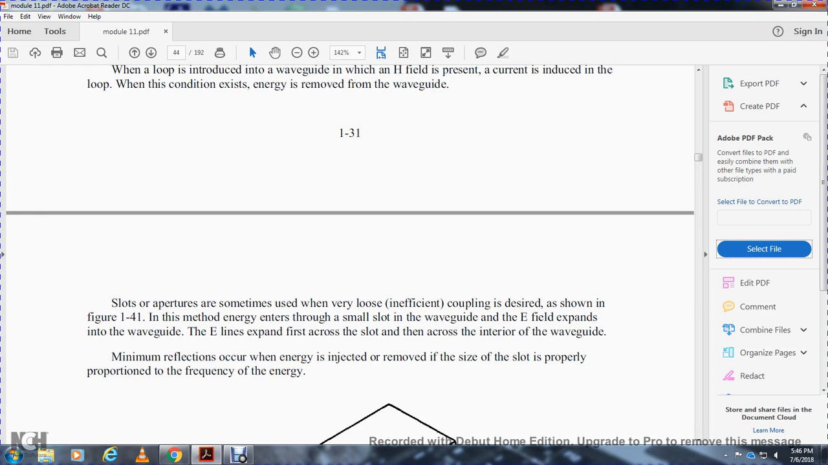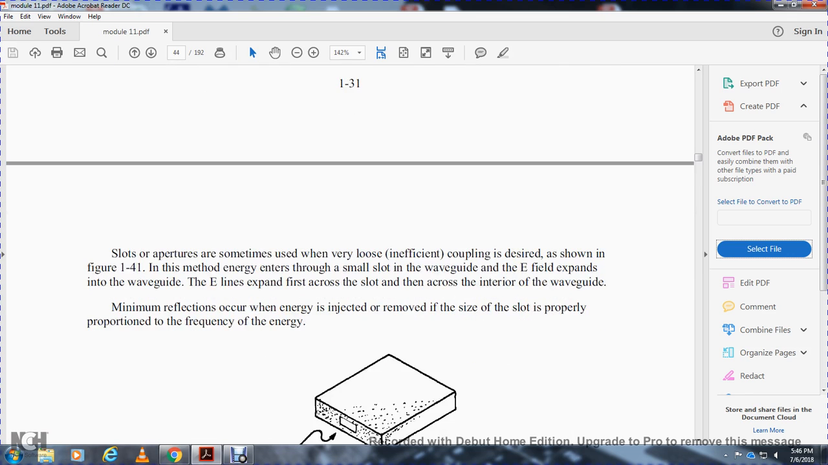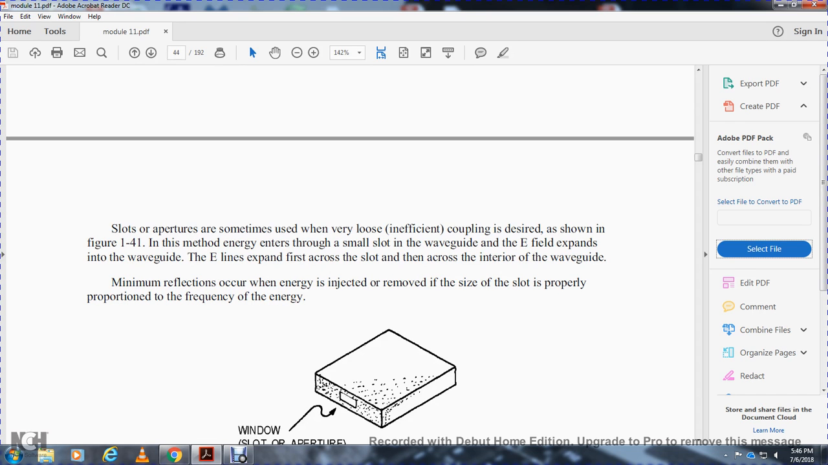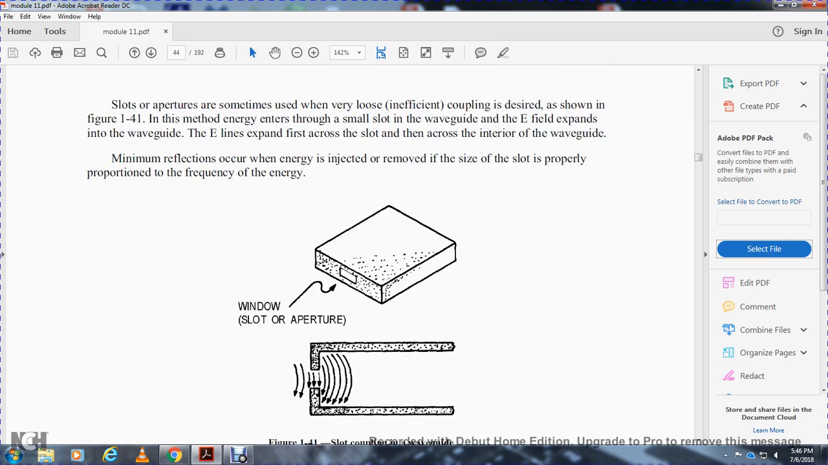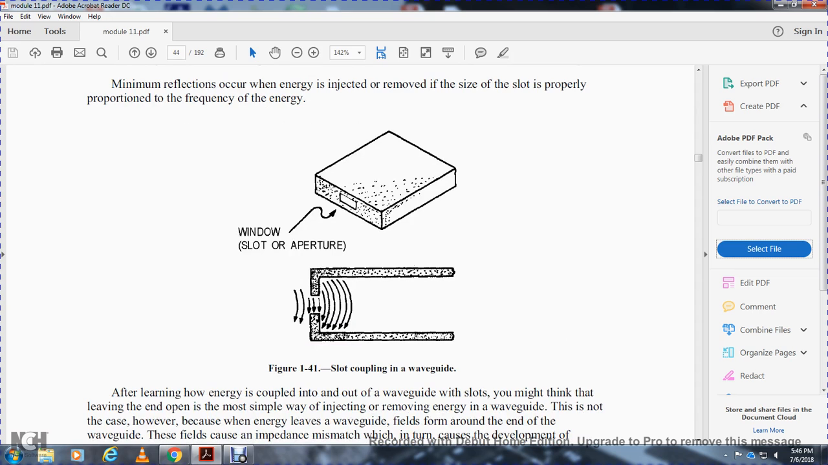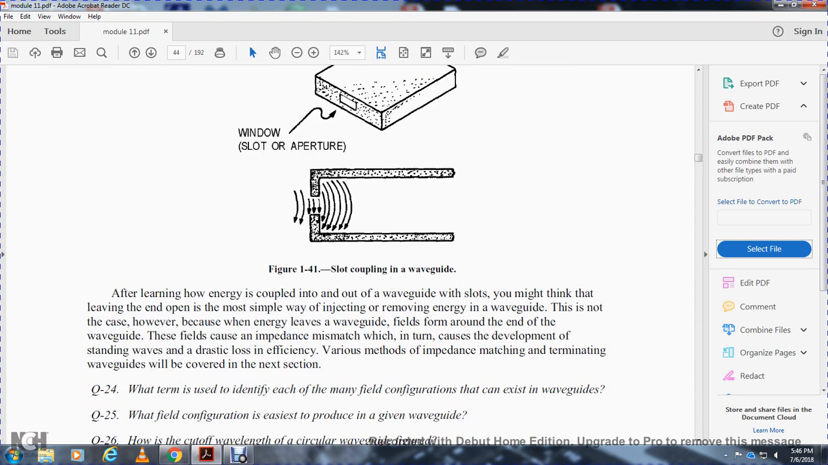If inefficient coupling is desired, as shown in figure 141, the energy passes through a small slot of the waveguide, and the electric field expands into the waveguide. The electric field expands first across the slot and then across the interior of the waveguide. Minimum reflection of the energy is obtained when the injected energy is removed at the side of the slot, with the slot properly proportioned for the frequency of the energy, as the coupling slot of the waveguide.